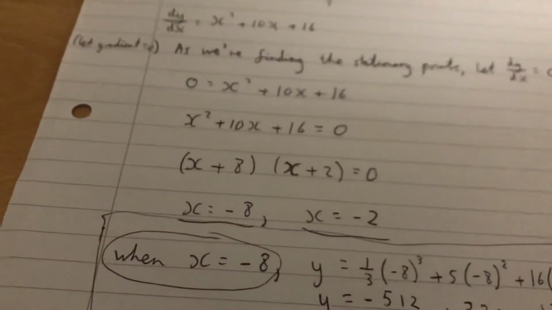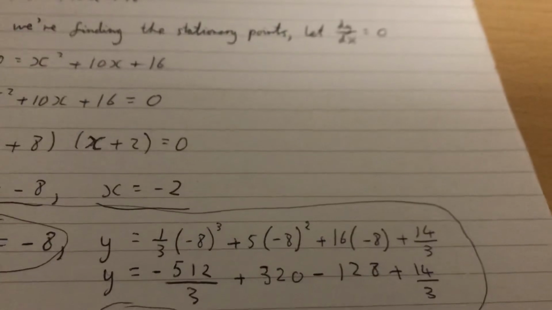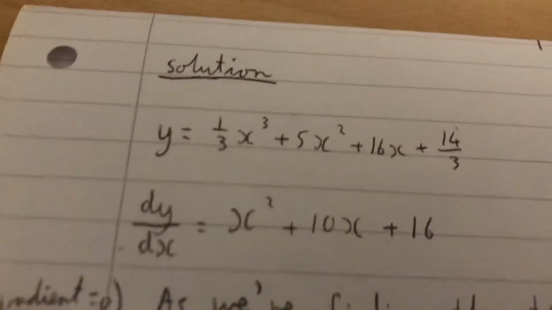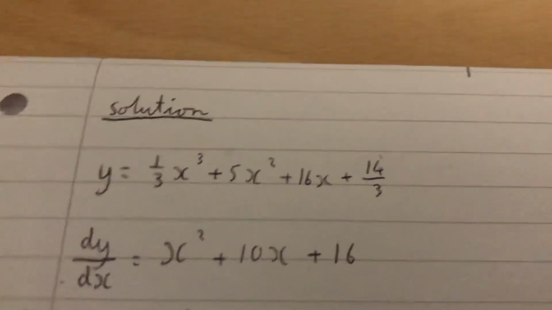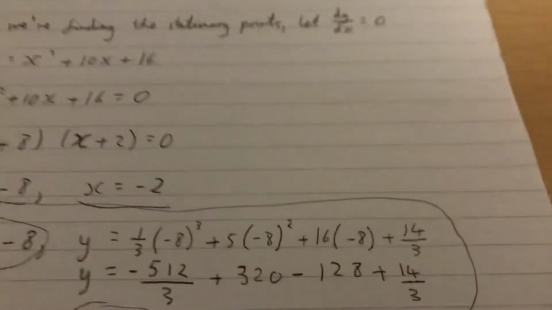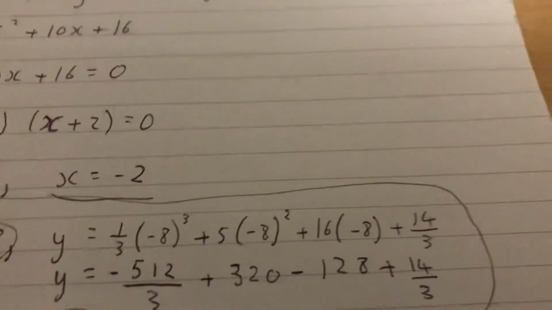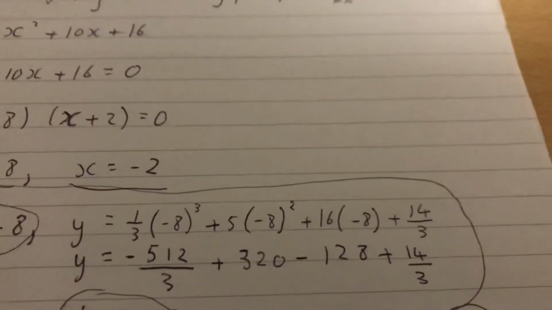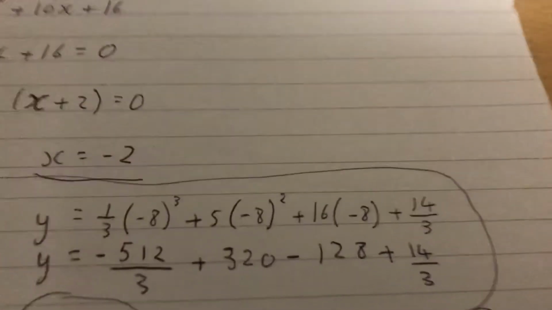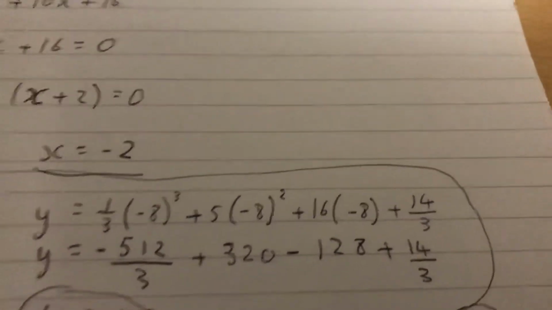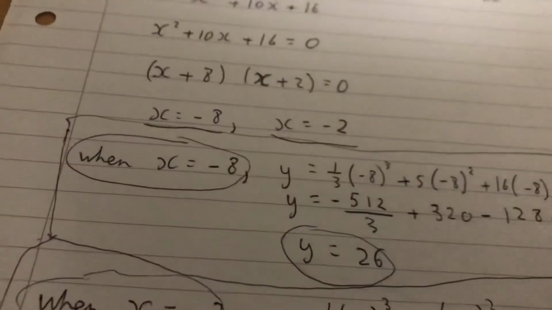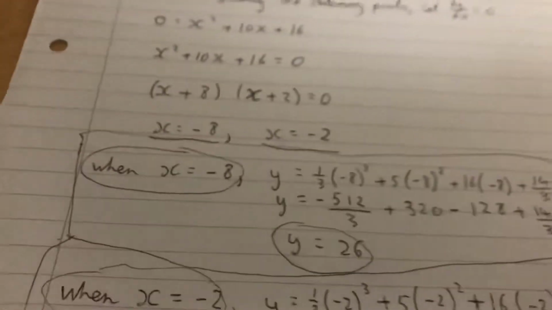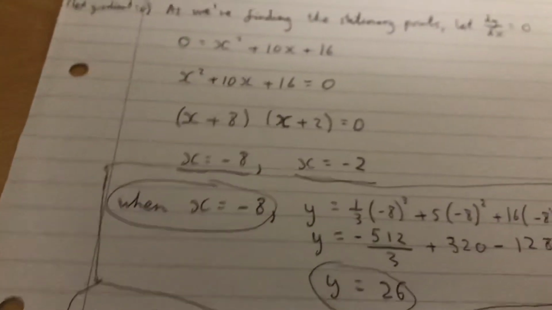If we have x equals -8, we can put -8 in every place it says x. So if y equals a third x cubed plus 5x squared plus 16x plus 14 over 3, then if x is -8, y equals a third lots of -8 cubed plus 5 lots of -8 squared plus 16 lots of -8 plus 14 over 3. And if we calculate that, you'll get y equals 26. That will be one coordinate, -8, 26, as one stationary point.